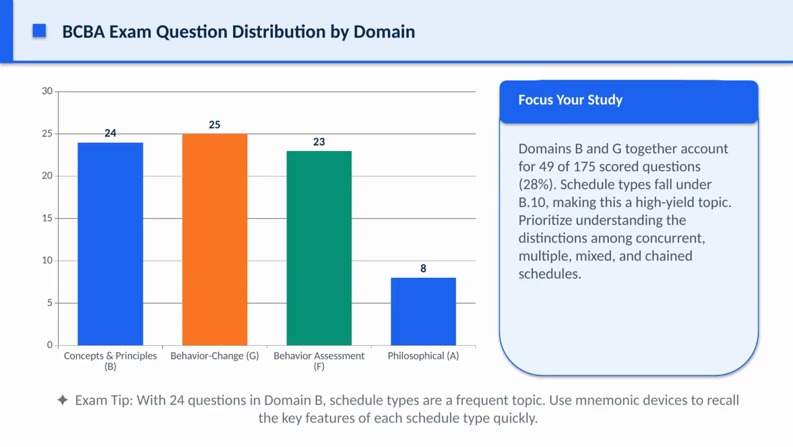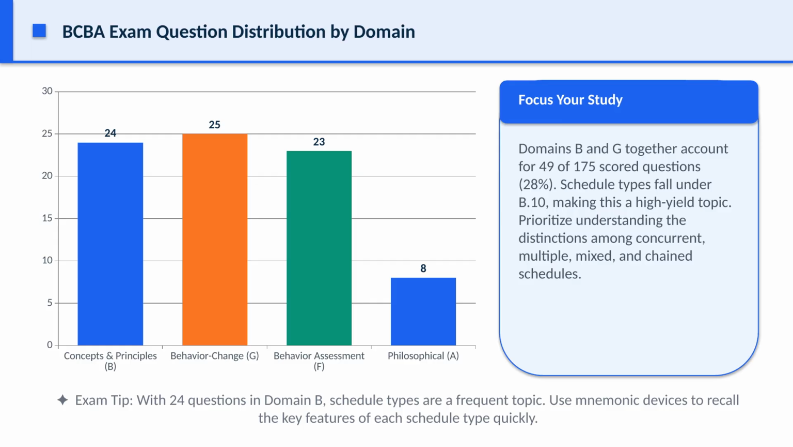As we begin this segment, take a close look at this slide, which displays the BCBA exam question distribution by domain. This is your roadmap for the entire exam, showing you exactly how many questions to expect from each content area. For example, you'll see that the largest domain, behaviorism and philosophical foundations, carries the most weight, while other domains like measurement or experimental design have fewer questions.